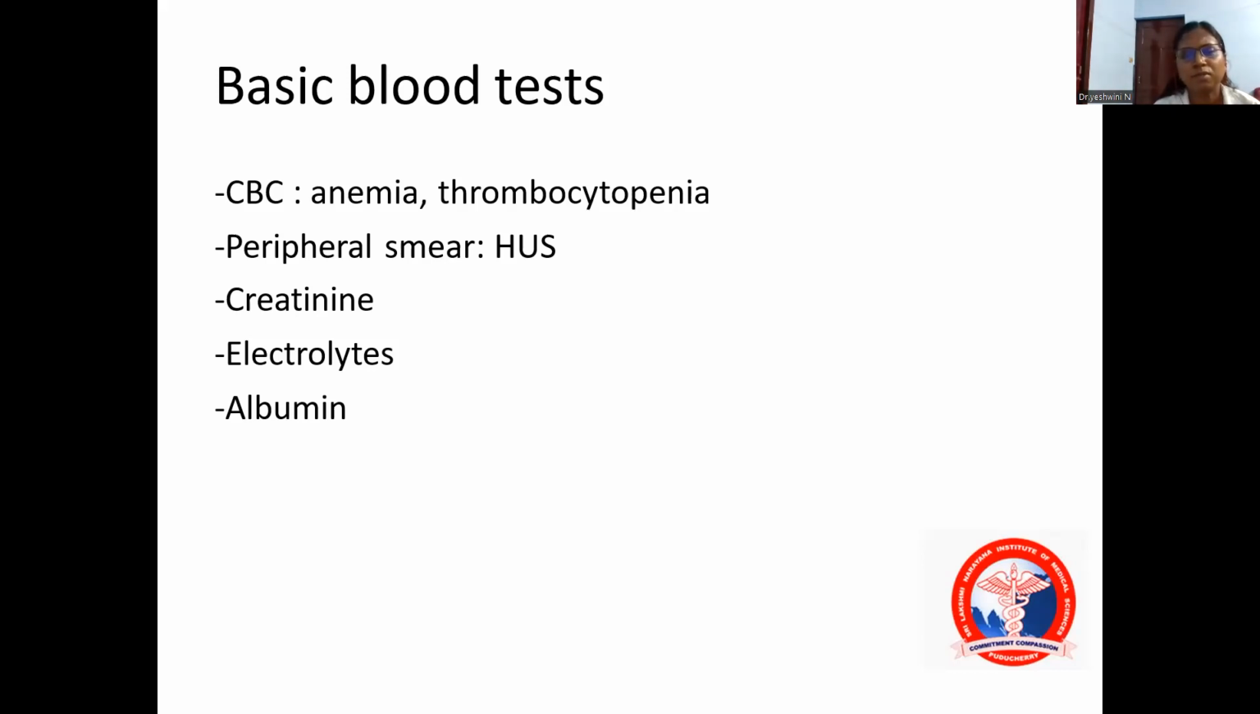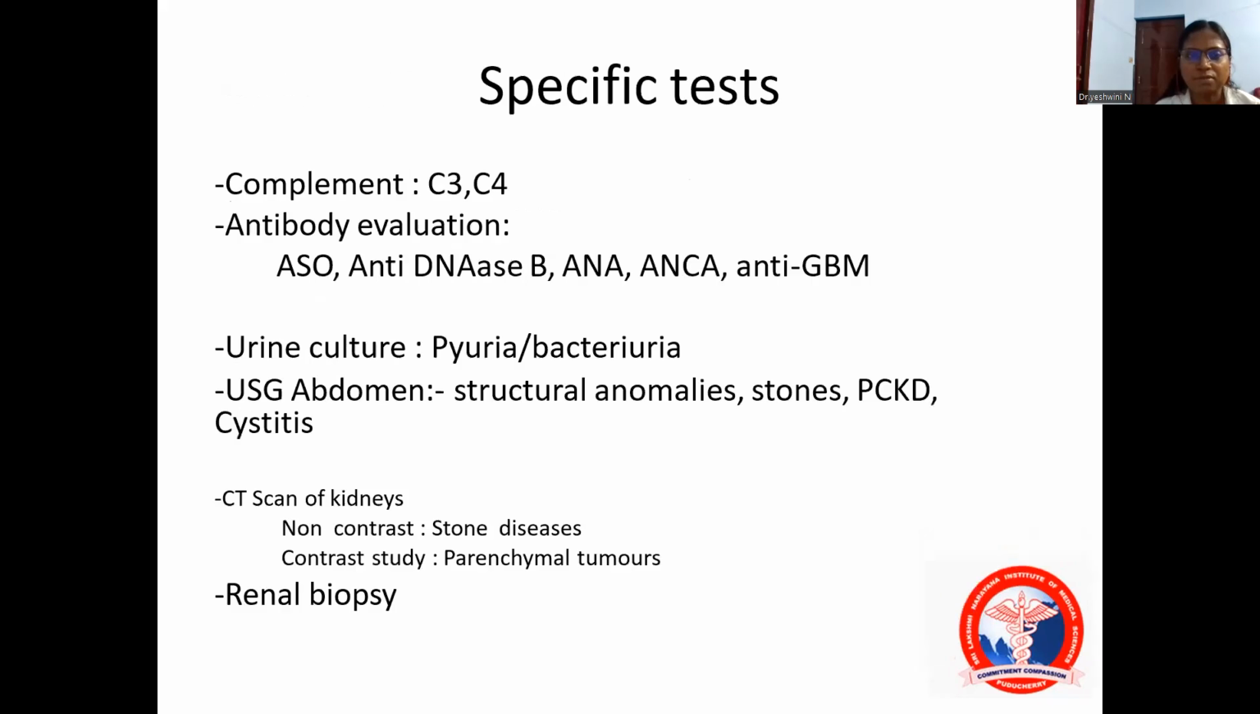If associated with thrombocytopenia, think of hemolytic uremic syndrome. Anemia with thrombocytopenia: do a peripheral smear to rule out hemolytic uremic syndrome. In HUS, you will get microangiopathic hemolytic anemia. Then check cardiac status, because it is a renal disorder. Check electrolytes and serum albumin, because proteinuria can cause hypoalbuminemia.